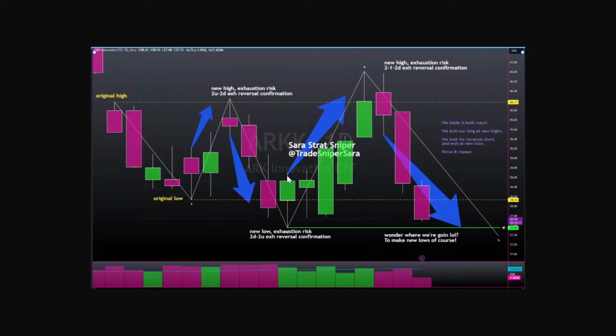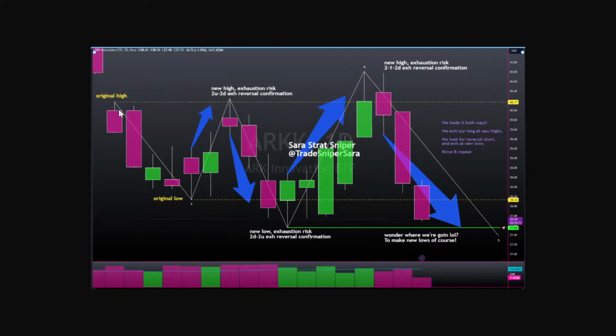You have a 2 down, 2 up reversal. Where are we trying to go? We're trying to go and make a new high again. So again, we're long from this candle, targeting a new high. Same thing here. We make the new high to this high. We get an inside bar, so a 2, 1, 2 down. Where are we going? We're trying to go to the new lows again.